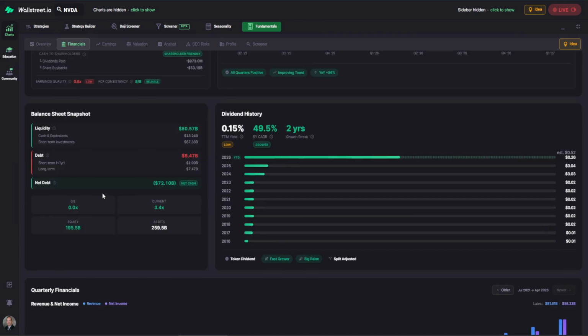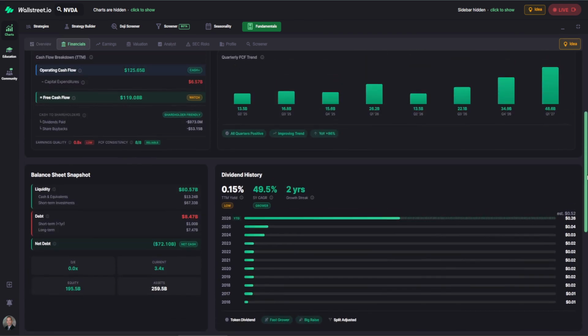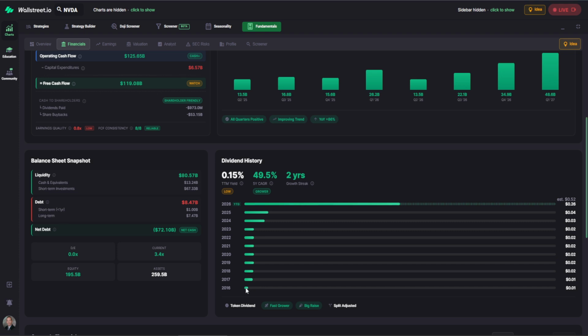When you jump into the financials, this is where we're going to look at the dividend. The dividend payout is over here. You can see the dividend's increasing. Big jump in 2026. Here's the estimate, 52 cents. Here's the dividend yield. Not a real high yield, but you can see that it's only been going for a couple years here.